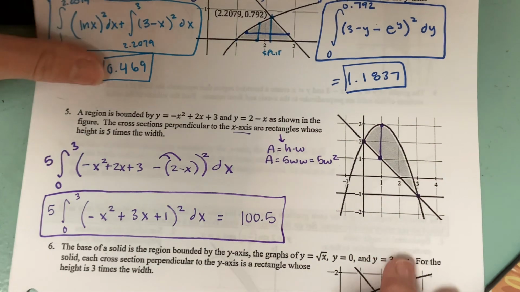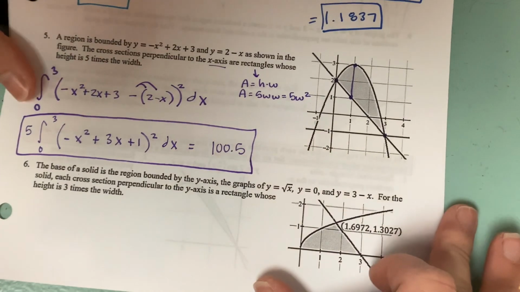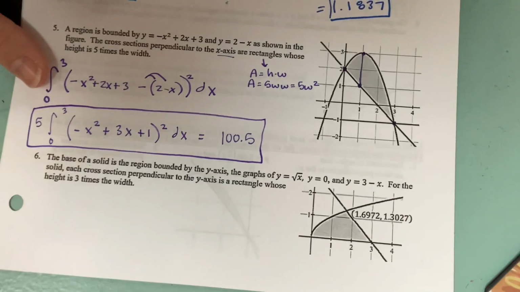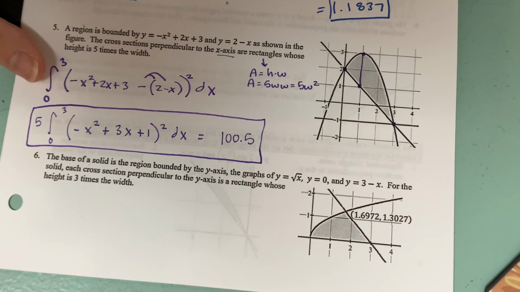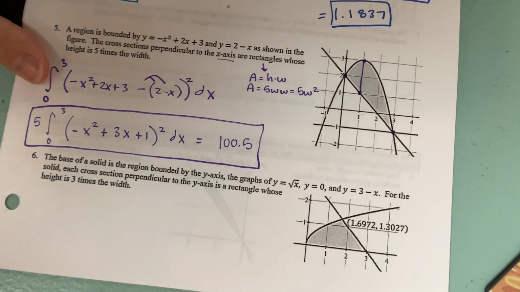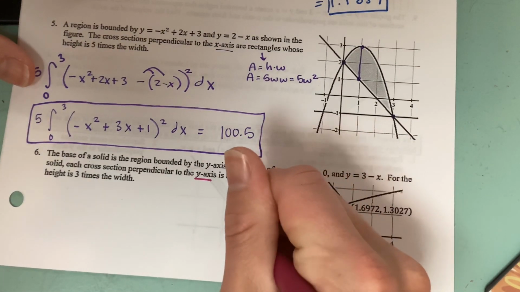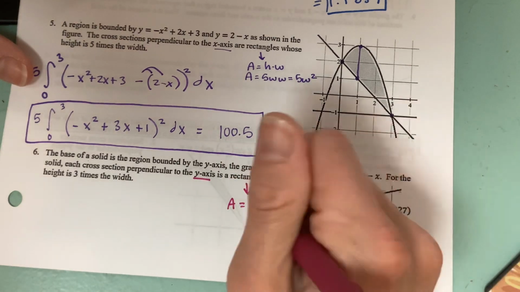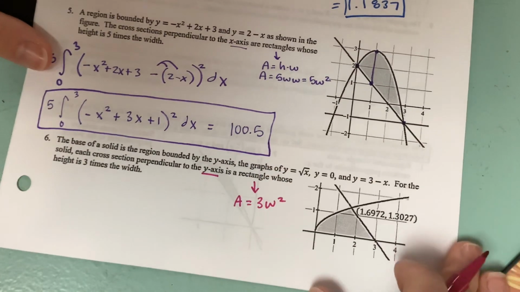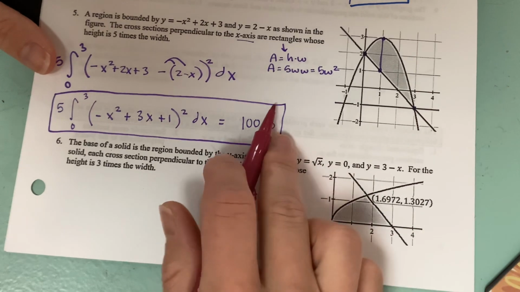All right, next one. The base of a solid is the region bounded by that, and that. Cross sections are perpendicular to the y-axis, and once again, we've got a rectangle whose height is 3 times the width. So the area of the rectangle is going to be 3w squared. Same process from up here.